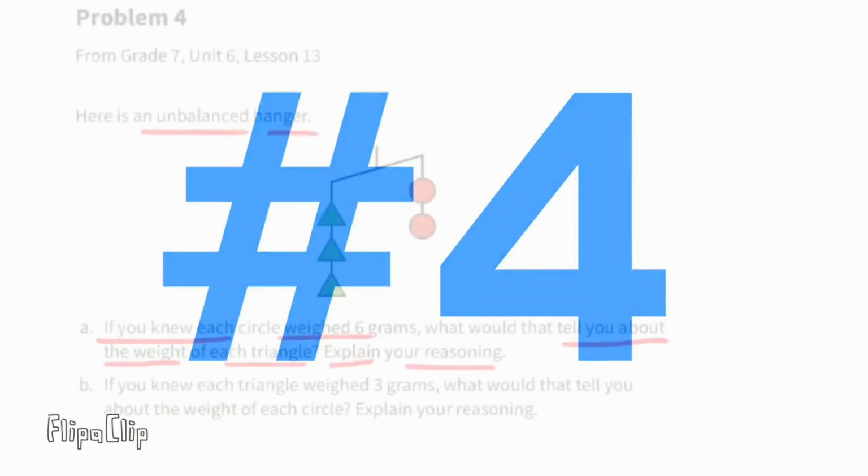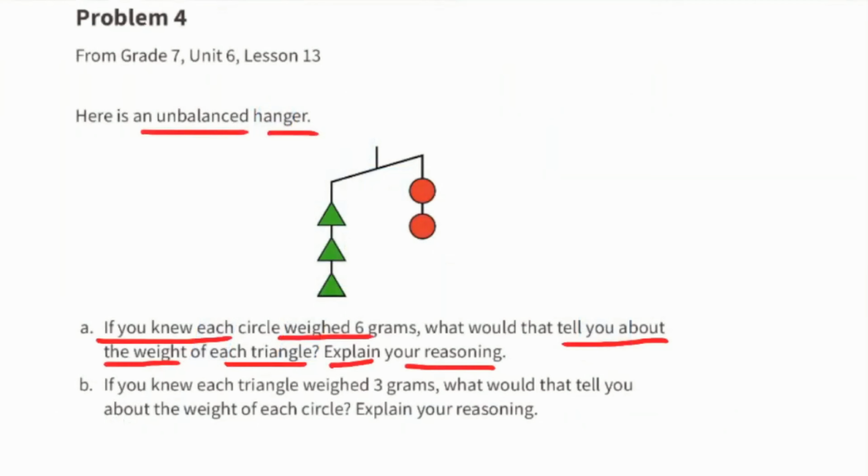Problem number 4. From 7th grade, Unit 6, Lesson 13. Here is an unbalanced hanger. A. If you knew each circle weighed 6 grams, what would that tell you about the weight of each triangle? Explain your reasoning. I can tell by looking at the hanger that the left side is heavier than the right side. That means that the value for 3 triangles is greater than the value for 2 circles. We can write this as 3t is greater than 12 if each circle is worth 6. That would be 6 times 2 or 12.